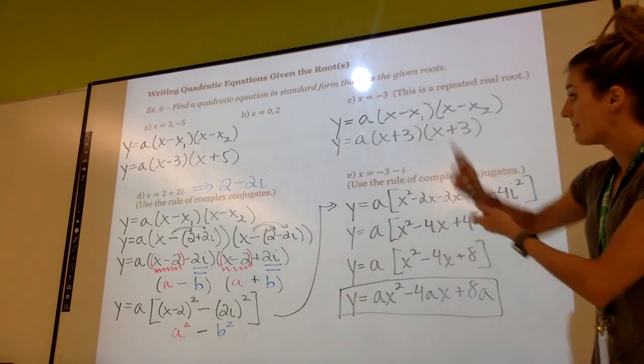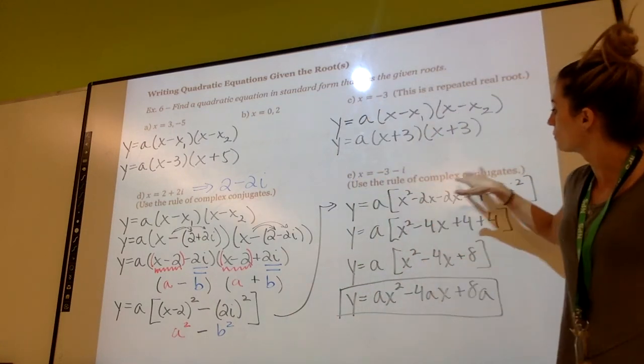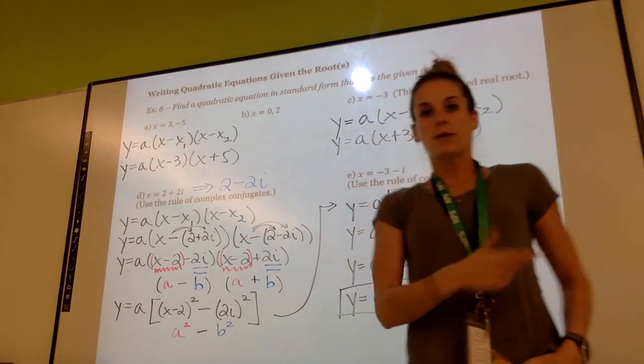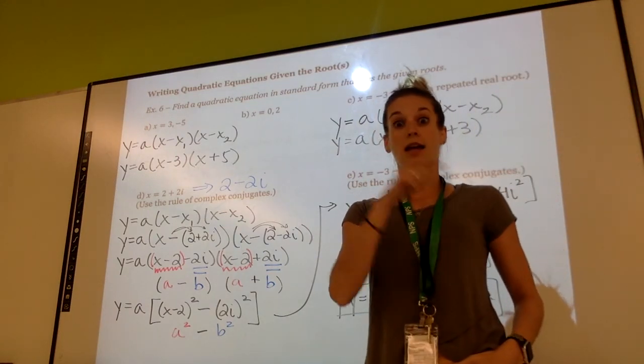I'd like for you guys to try B and E on your own. Remember, use the rule of complex conjugates. Do numbers 1 through 7 on lesson 5, and have a great weekend.